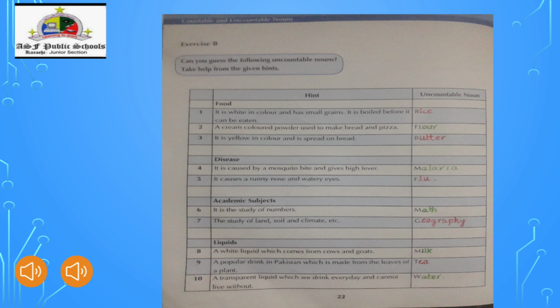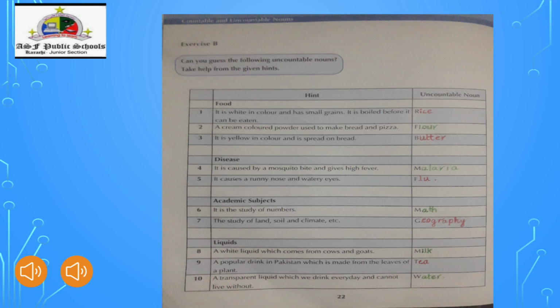Now kids, it's exercise B, page number 22. And the question is, can you guess the following uncountable nouns? Take help from the given hints. In the first column, hints are given, and in the second column, you have to write the noun which you guess. First are food nouns that you have to guess. It is white in color and has small grains. It is boiled before it can be eaten. Do you know, kids, what it is?